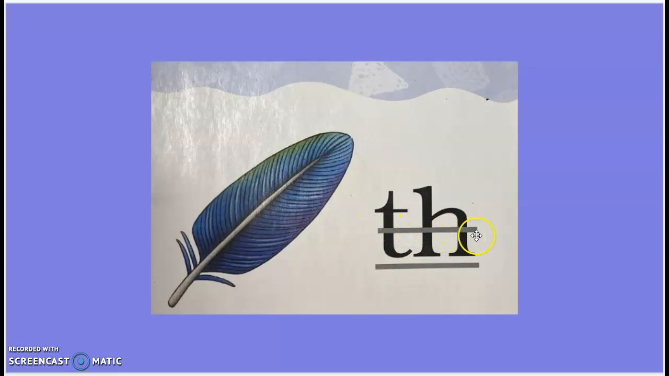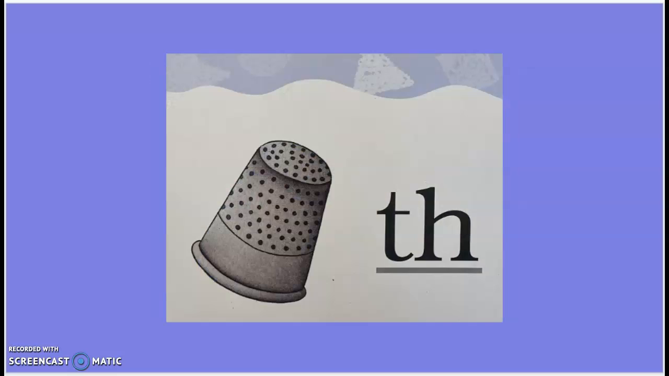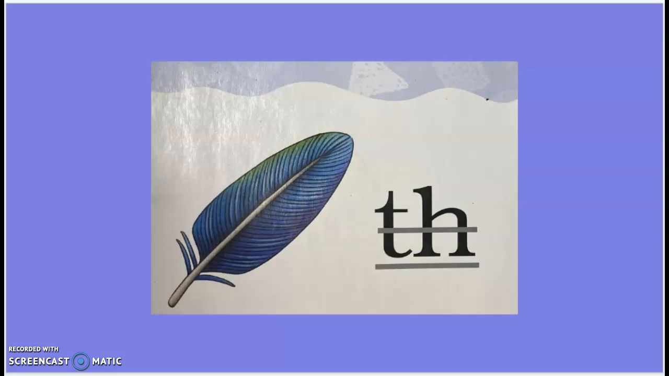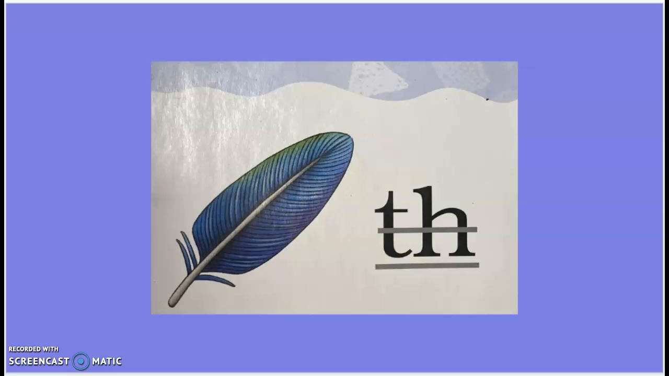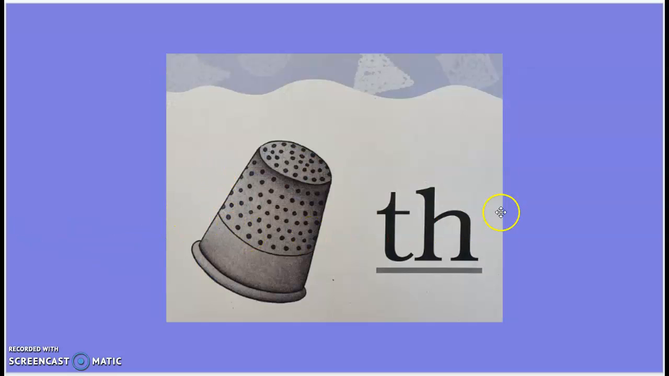So when we code a TH with a line through it and under it, that'll be in the middle of a word, most likely. And with the unvoiced, you will most likely see that at the end of a word, the final part of a word, and you'll just put a line under it. It could be either one of these for the beginning of a word. Feel your neck and see if you feel a vibration. When you feel a vibration, that'll be the voiced coding, which is the feather card. When there's no vibration, you will do the thimble card.